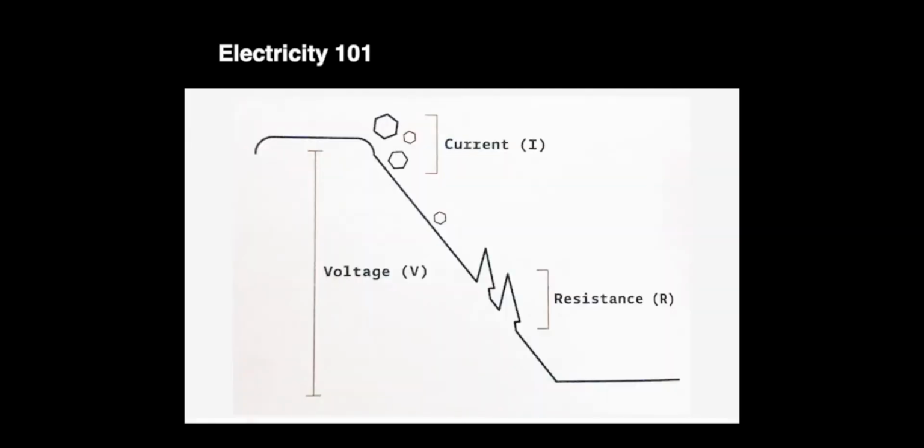There's a lot of other ways to visualize it. This is another visualization showing a mountain range, and the height of the mountain is the voltage. The current is like boulders falling down the mountain, and the resistance would be anything in the boulders' way, like trees, to slow down the current.